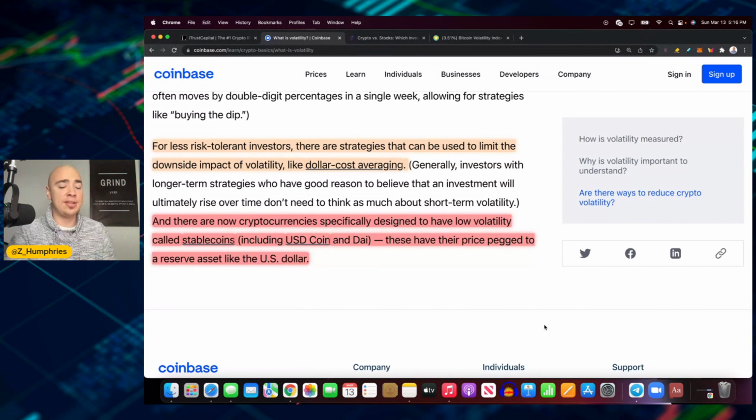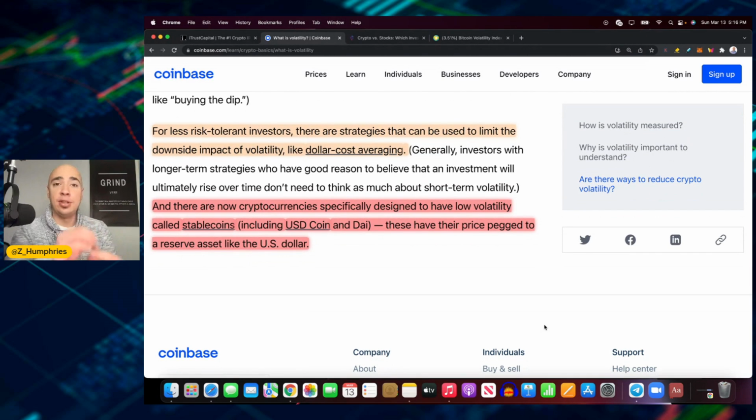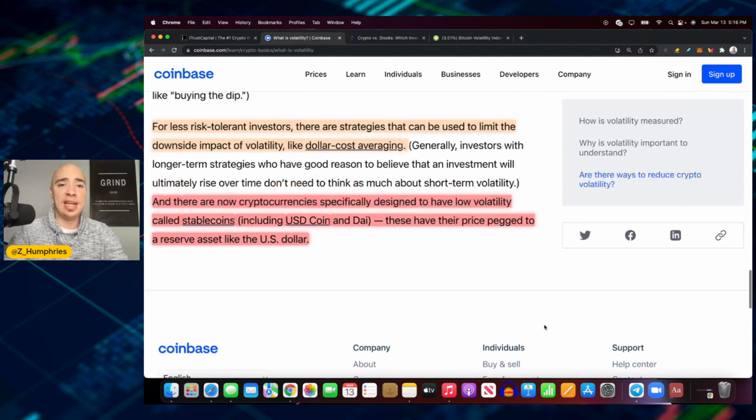So these cryptocurrencies are specifically designed to have low volatility, called stable coins, including USDC, the DAI coin, of course, Tether, right? These have their price pegged to a reserve asset like the US dollar.